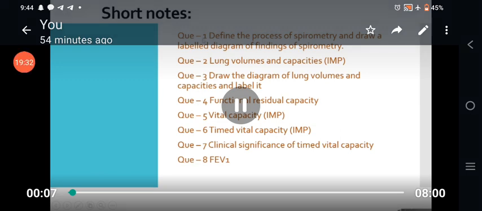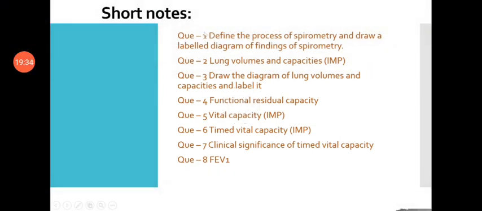These are the short notes. May be asked. You can write down all these short notes. These are the short notes frequently asked from today's topic. Now let us come to MCQs.